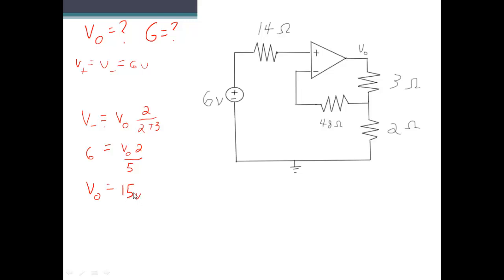The second part of the question asks, what is the gain factor of this circuit? The gain factor is just defined as being equal to the output voltage over the input voltage. In this case, our output voltage is 15 volts, and our input voltage was 6 volts. So that right there is our gain factor, 15 over 6.